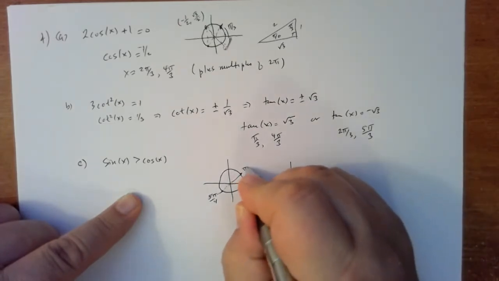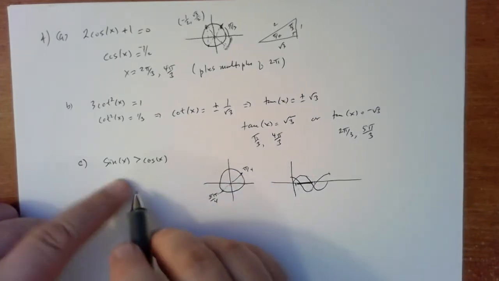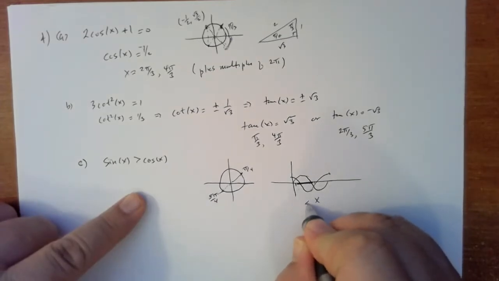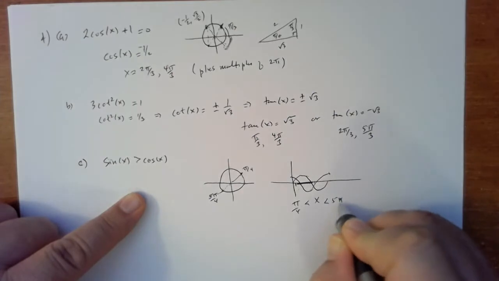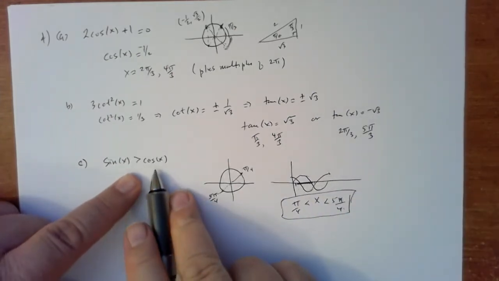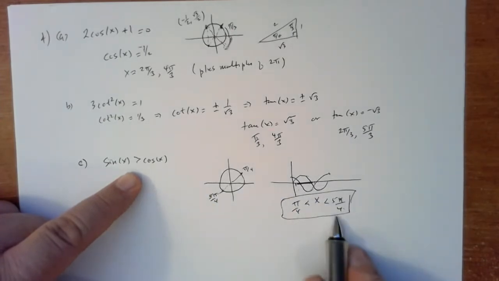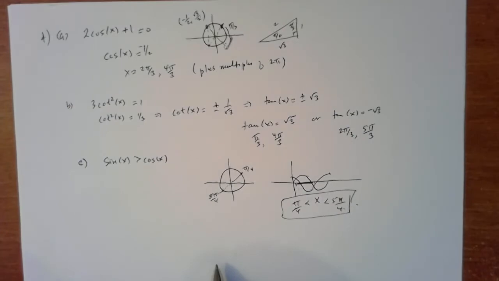Good. And so we can see that the y-coordinate is bigger than the x-coordinate from pi over 4 to 5 pi over 4. So therefore, x is between pi over 4 and 5 pi over 4. Good. And so then we could add 2 pi again to all these values to get another interval, but that's fine. We can stop there. Very good.